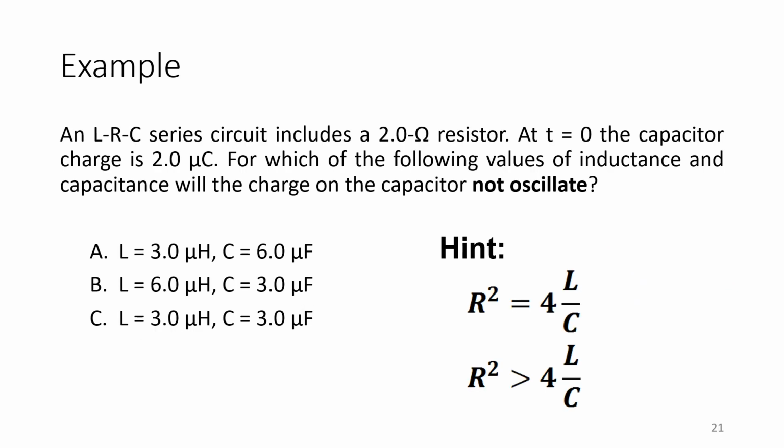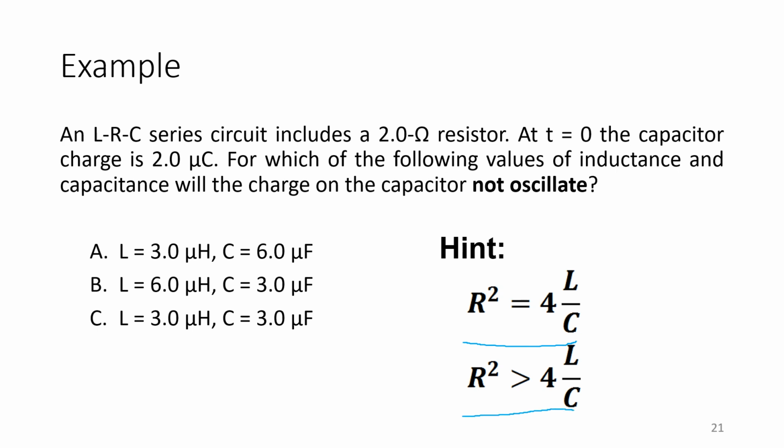Let's answer another problem with a focus on specific values for R, L, and C. An LRC series circuit includes a 2 ohm resistor. At t equals 0, or at the start, the capacitor charge is 2 microcoulomb. Now, for which of the following values of inductance and capacitance will the charge on the capacitor not oscillate? We know that the system will not oscillate for critically damped. So when you have critically damped, you'll have this condition, and an overdamped case, you have this condition.